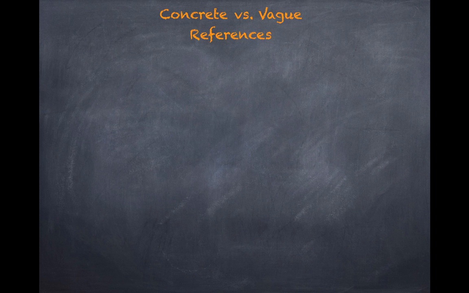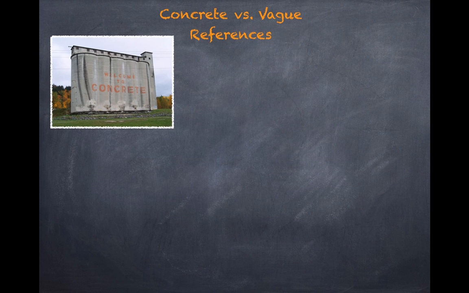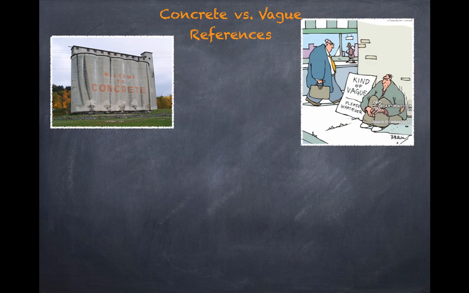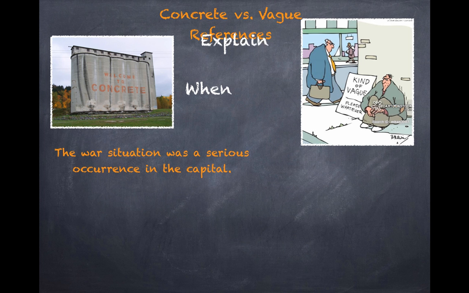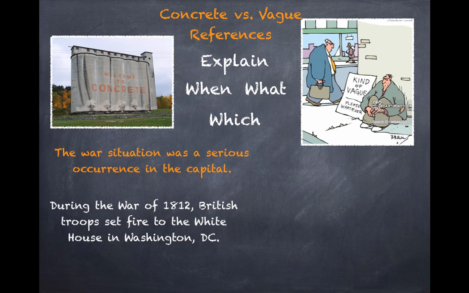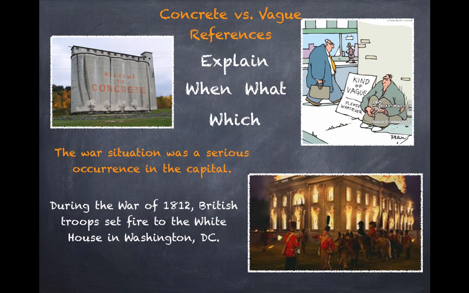The first way to make writing more effective is to use concrete language rather than vague references. Like this vague sentence: "The war situation was a serious occurrence in the capital." The reader must now wonder, when did it happen? So explain the situation. What exactly is a serious occurrence? And which capital? A concrete alternative is, "During the War of 1812, British troops set fire to the White House in Washington, D.C." Well, that wasn't very nice.